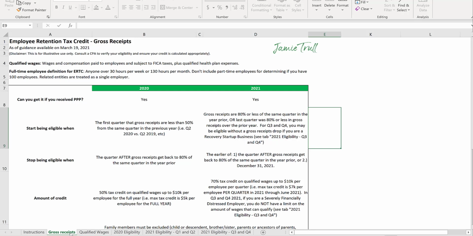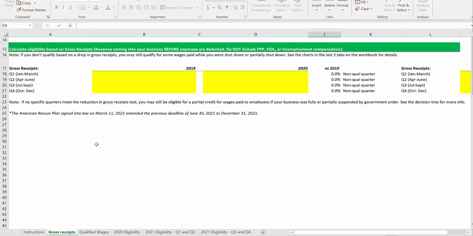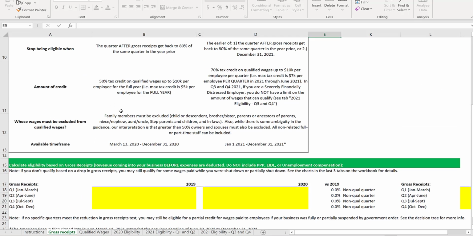All right, so the first thing that we're going to do is start on this gross receipts tab. And just to clarify for this client, they were not affected by any government shutdowns.